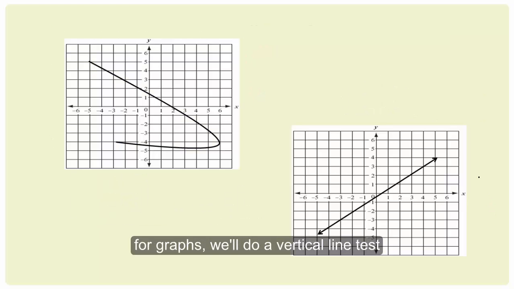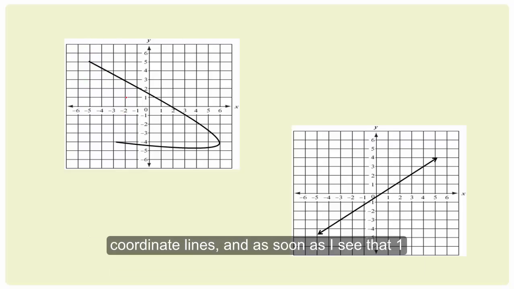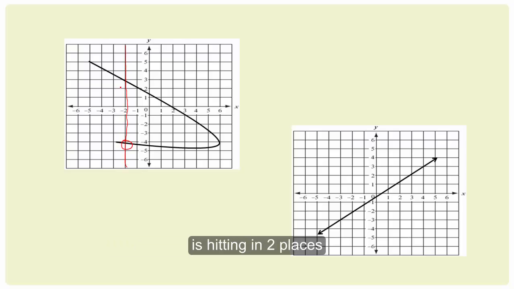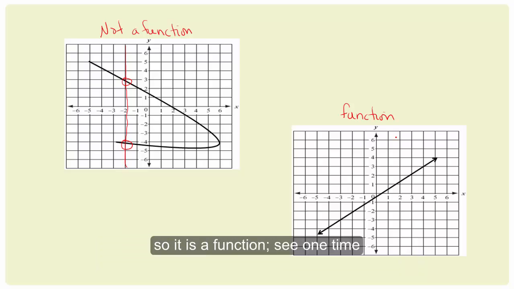For graphs, we'll do a vertical line test. I come anywhere along the graph, and you can actually use these coordinate lines. And as soon as I see that one is hitting in 2 places, not a function. Here, if I go and I do my vertical lines, I can see that it never hits more than once. So it is a function.